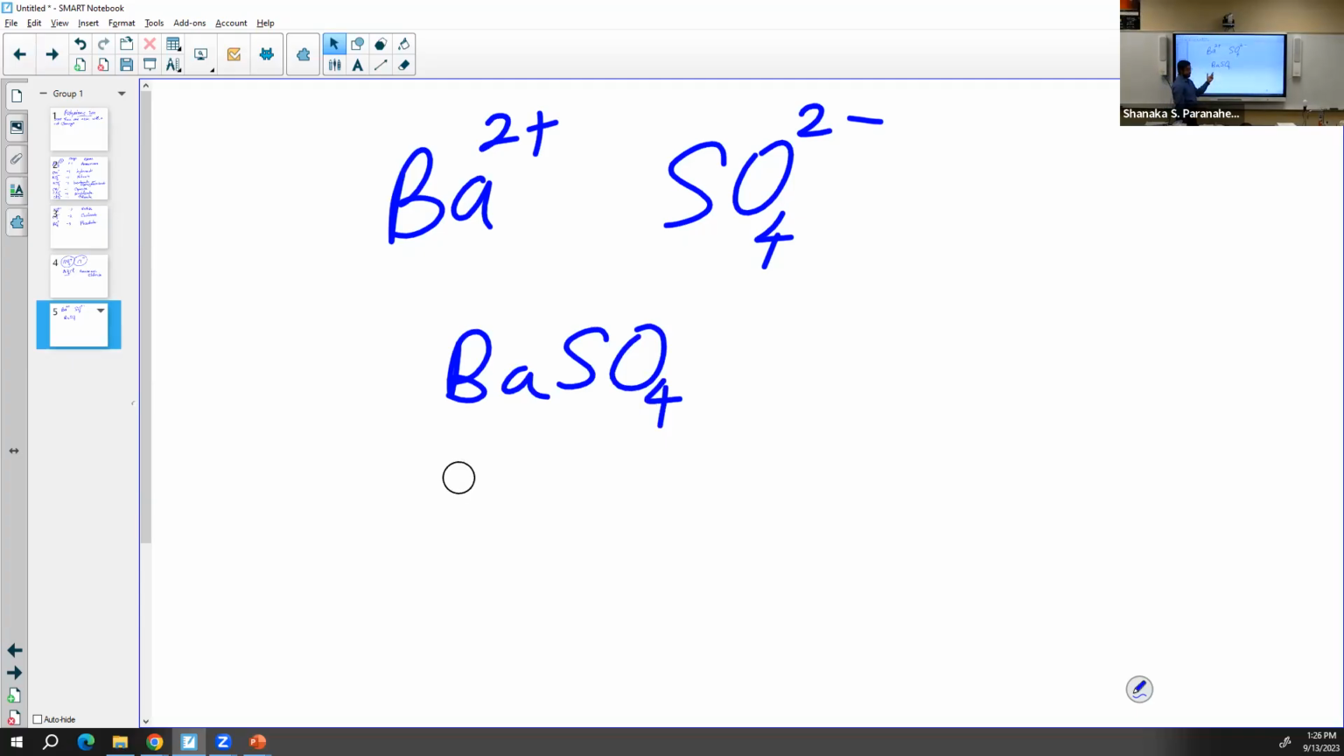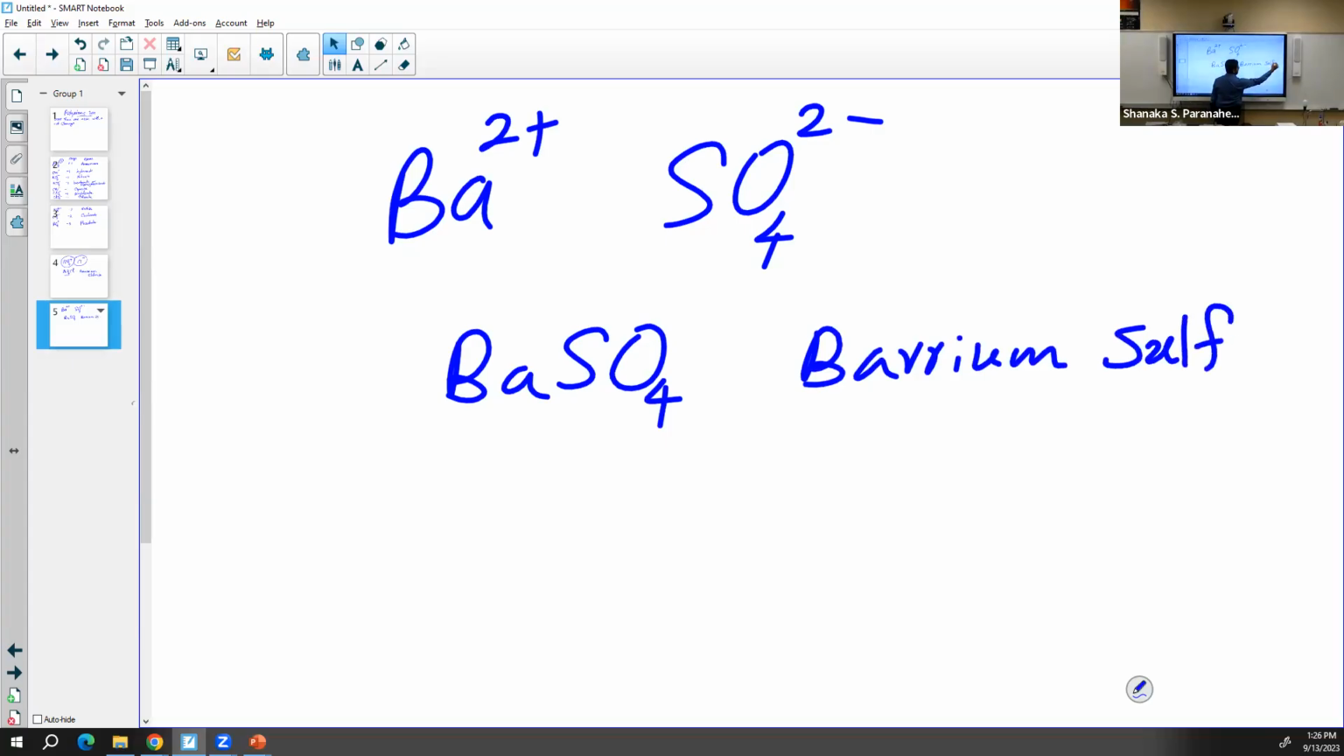So this compound is going to be named with the name of the metal, barium, then sulfate. Barium sulfate. The name comes from the name of the metal, like the previous example, and the name of the polyatomic ion.